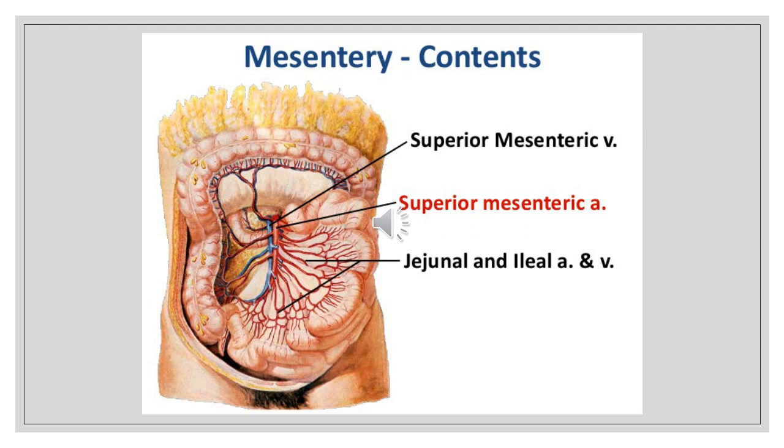The contents of the mesentery are jejunal and ileal branches of the superior mesenteric artery, accompanying veins, autonomic nerve plexus, lymphatics or lacteals, 100 to 200 lymph nodes, and connective tissue with fat.